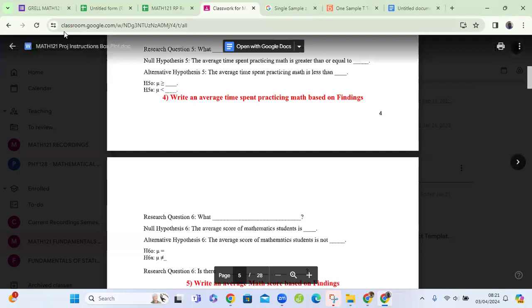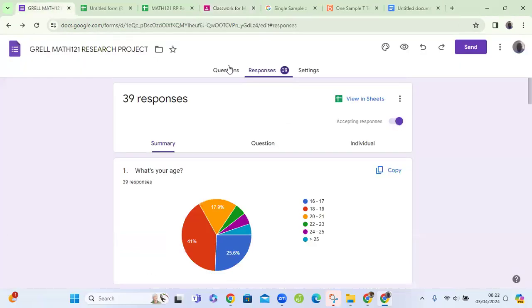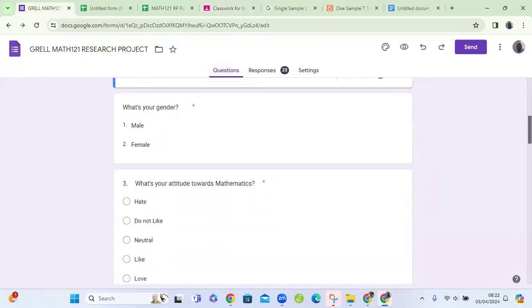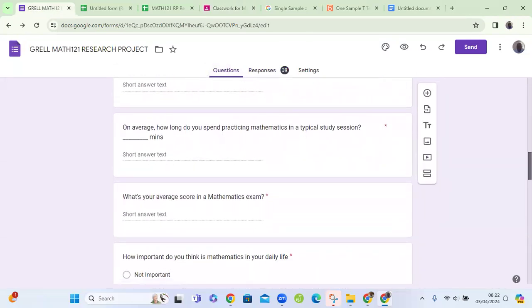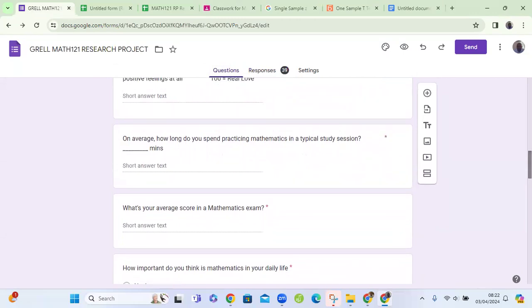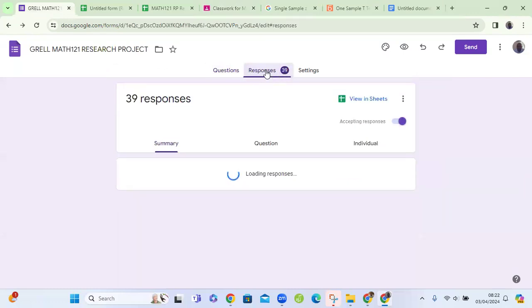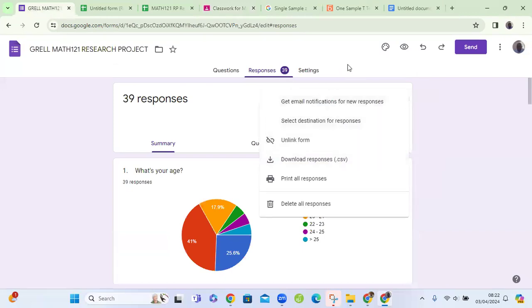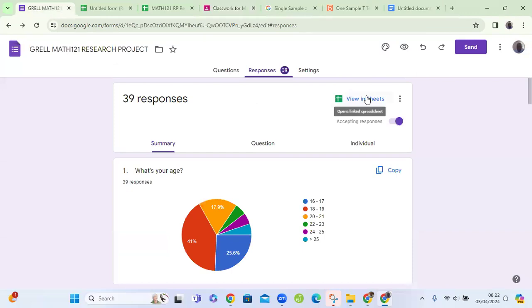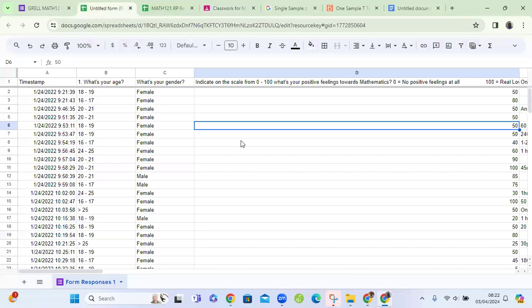So our variable there is time. So let's go to our questions and look for the variable time spent practicing. For time spent practicing, we have that question here: on average, how long do you spend practicing math? So therefore now we can access the data for that variable. You can download the CSV format of the Excel spreadsheet, or you can view in Sheets. It will take you to Google Sheets and you can access the data there.